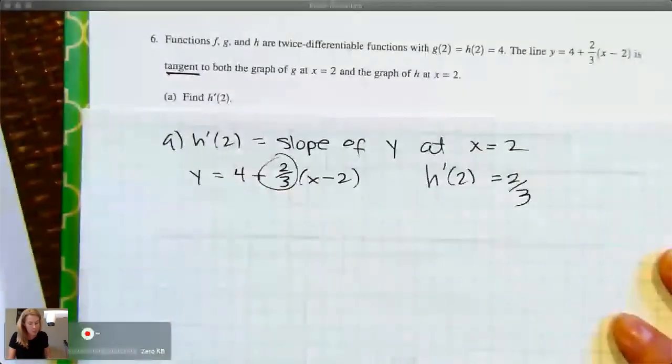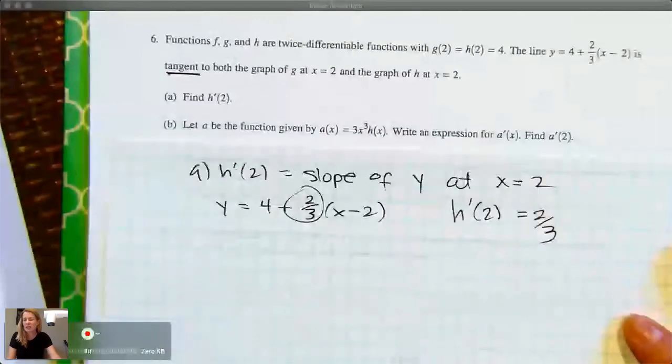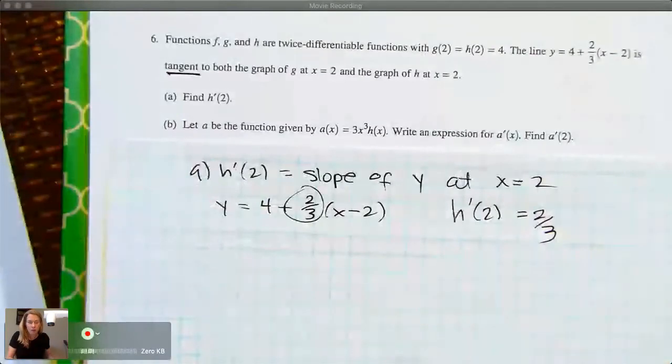Okay. Part B. Get a little bit more. So this was like, do you understand the overall concepts of what a slope is?